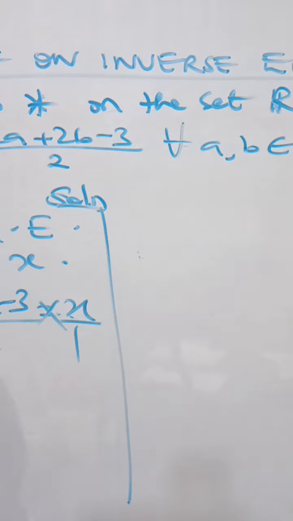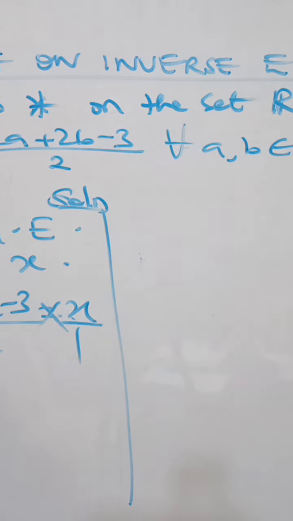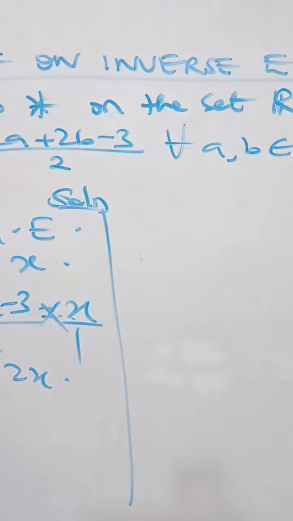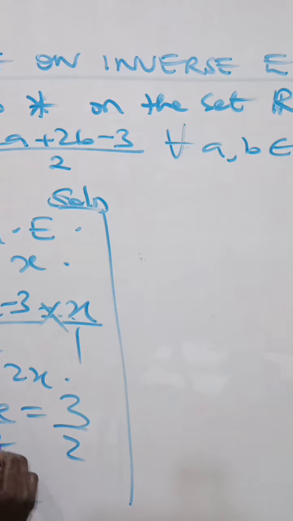So if we cross multiply here, we are going to have 2x plus 2e minus 3 equal to 2x. Of course, 2x minus 2x cancel, and 2e is equal to 3. Divide both sides by 2. So the identity element will be 3 all over 2. So that will be the identity element.